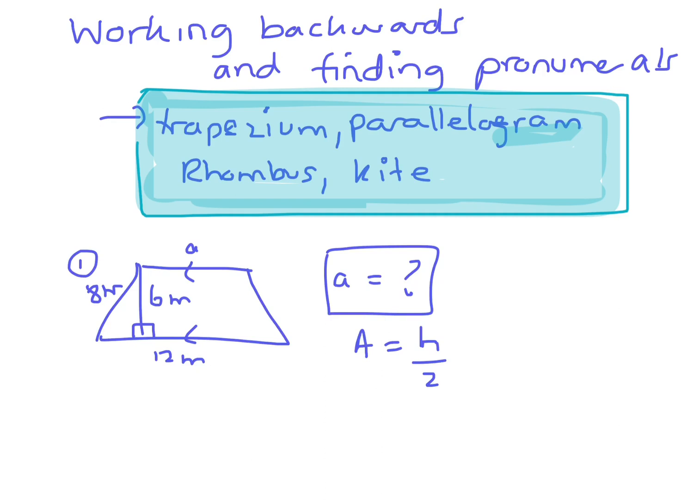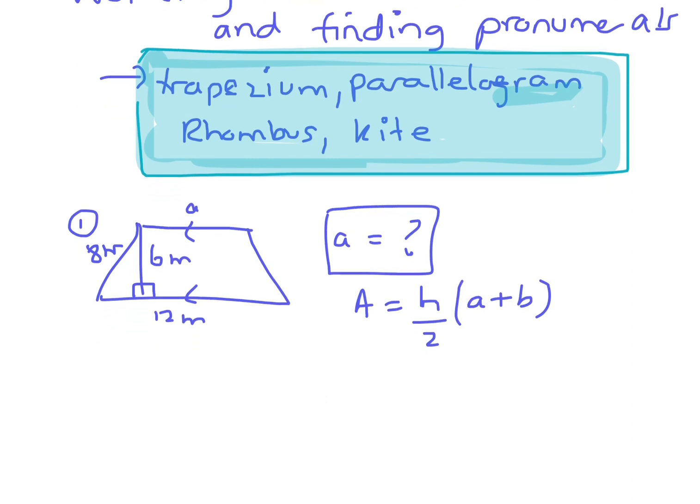Okay, so I'll just write down the formula. We're going to look at working backwards and look at some questions where there are some unknowns. So we write down the trapezium formula, because this is a trapezium, because there's one pair of parallel sides. First thing we do is we need to substitute.